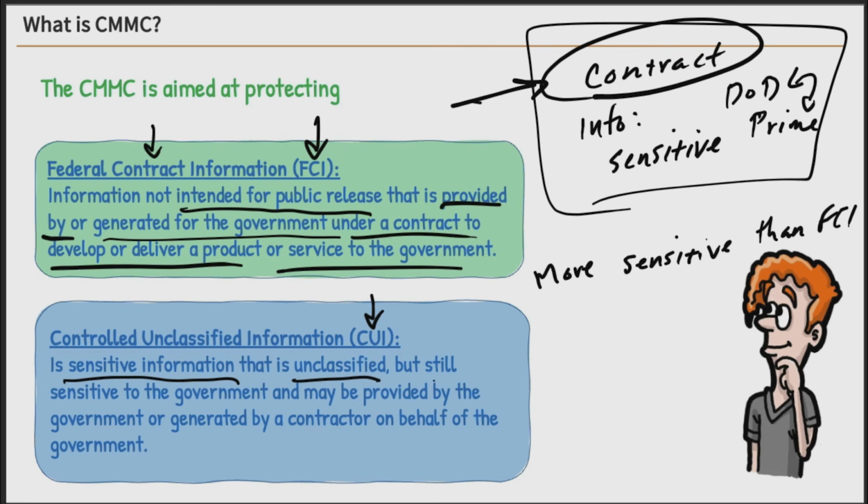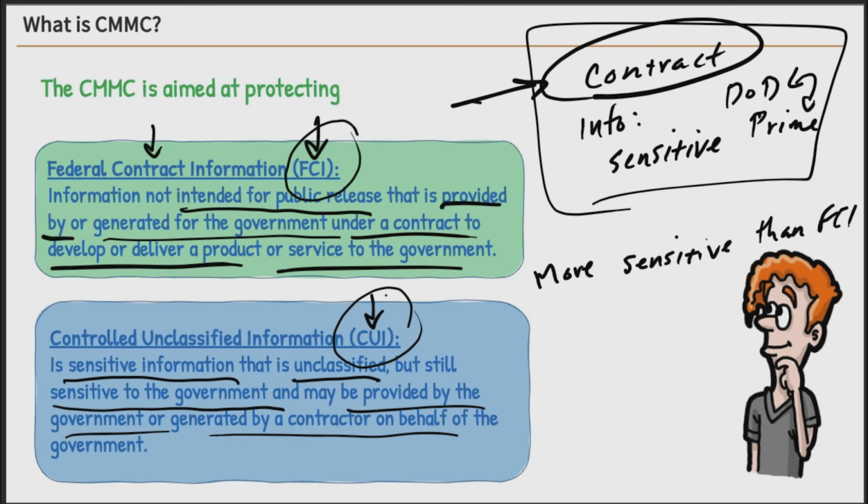It is unclassified but sensitive to the government and may be provided by the government or generated by a contractor on behalf of the government. So for either one of these, FCI or CUI, the data that we're trying to protect could be coming from the government, or the contractor is generating it for the government. Either way, we now know FCI and CUI are the two types of data that we're concerned about and need to protect. The FCI comes from data in the contract that's sensitive. CUI isn't in the contract necessarily, but is unclassified, very sensitive data to the government, and we need to protect that as the DIB.